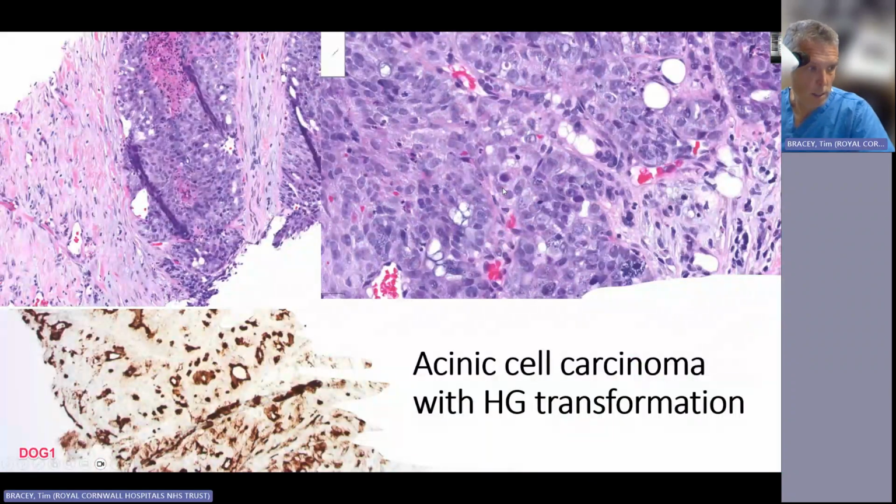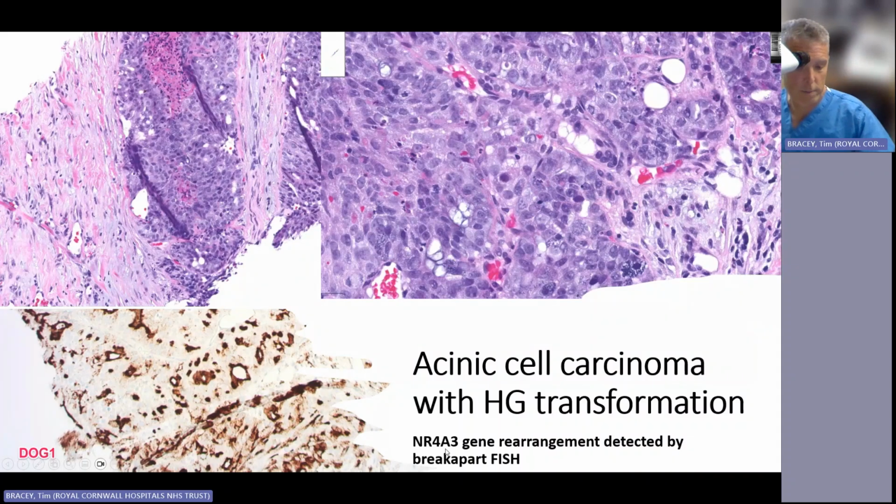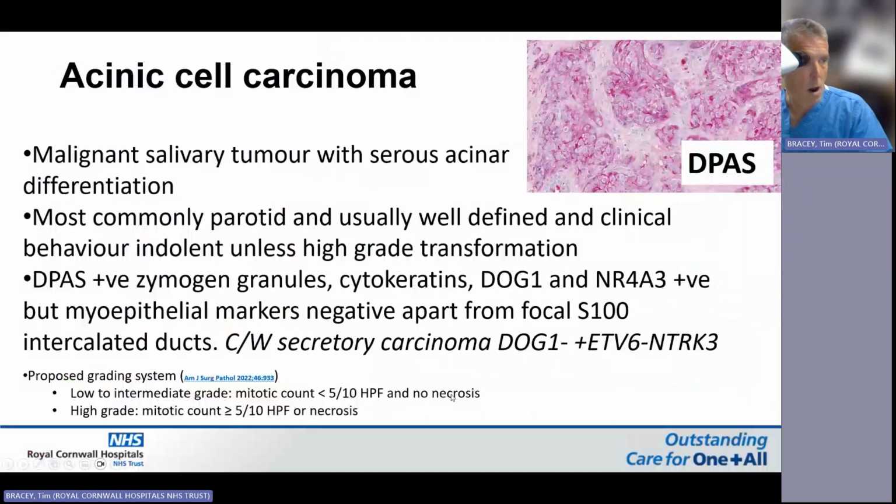This was a case from a few months ago of a woman who presented with an aggressive-looking mass in the neck. And this was an acinic cell carcinoma with high-grade transformation. I think you can just about see that there's still zymogen granules even in this high-grade tumor, despite the presence of necrosis, multiple mitoses, etc. And it retained DOG1 positivity, which is classically seen in acinic cell carcinoma. We also did the NR4A gene rearrangement break-apart FISH, which was confirmed on this particular case.